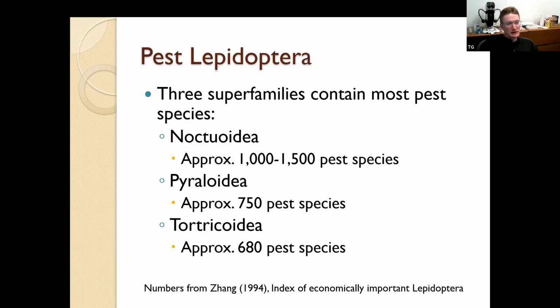But the noctuoids have the most number of pests. These numbers are from an old list, so there's definitely more than this, but you can just see the relative number of pest species that we consider in these groups. The noctuoids have, in general, the most number of species, and the most number of pests in general. The pyraloids would have the next most number of pests, and then the tortricoids have the sort of third most number of pests.